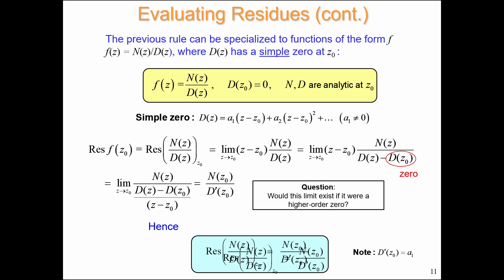The previous rule can be specialized to functions of the form f of z equal to N of z divided by D of z, where D of z has a simple zero at z naught, D of z equal to a1 (z minus z naught) plus a2 (z minus z naught) whole squared plus etc. Residue of f at z naught equal to residue of N of z divided by D of z at z naught. So finally we get N of z naught divided by D dash of z naught. This is the fraction formula.